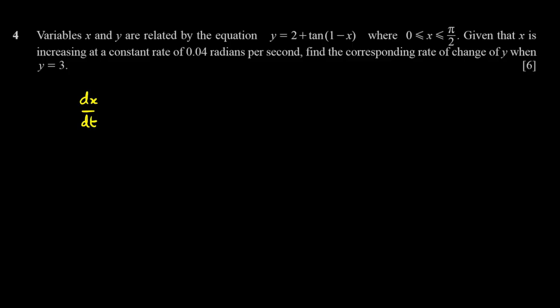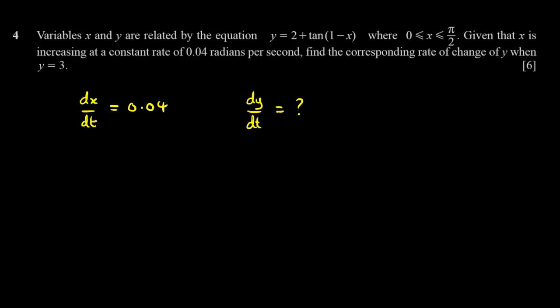Another clue, if you're not entirely sure, is that this is radians per second, so what we're dealing with is a change per unit time, dt. So we can label dx/dt as being 0.04. Then, what are we being asked to find? We want to find the corresponding rate of change of y when y is equal to 3. It doesn't say with respect to time, but that is implied and should be clear. So we are trying to find dy/dt.